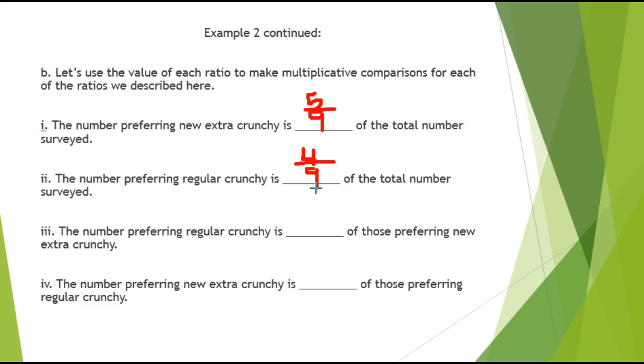And then number 3, the number preferring regular crunchy is blank of those preferring new extra crunchy. So I know I had 4 for regular and 5 for extra crunchy. So the number preferring regular crunchy is 4/5 of those preferring new extra crunchy. And then for number 4, the number for new extra crunchy is blank of those preferring regular. I'm just flipping what I have for number 3. So I get 5/4. The number for new extra crunchy is 5/4 of those preferring regular crunchy.